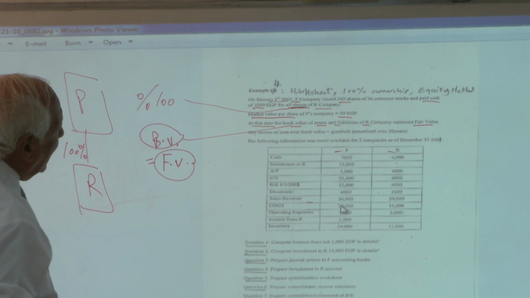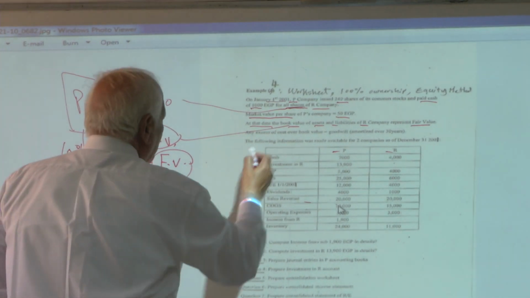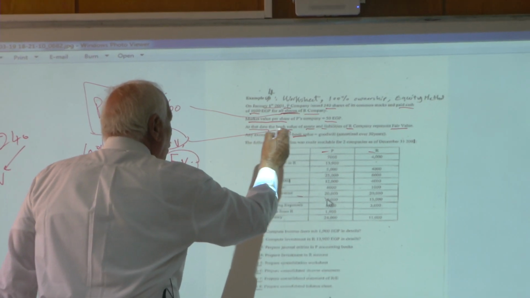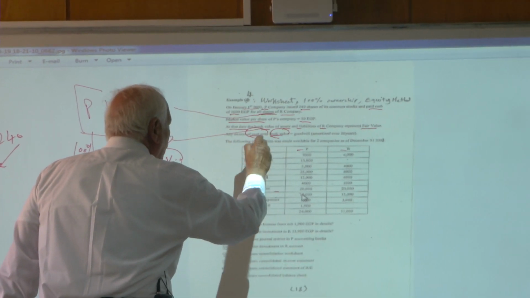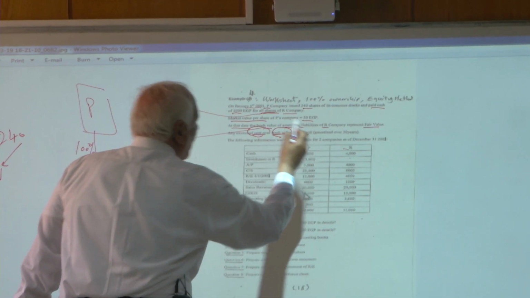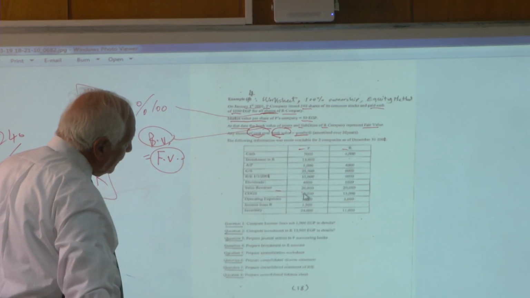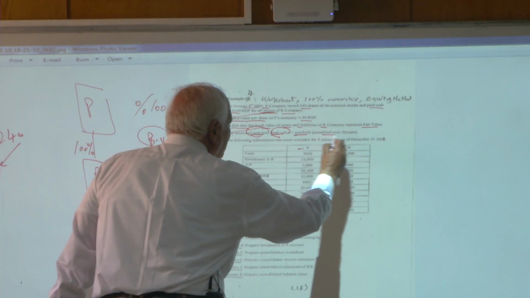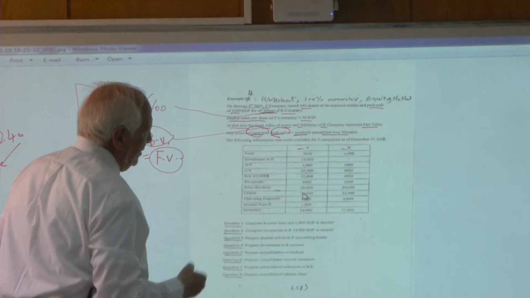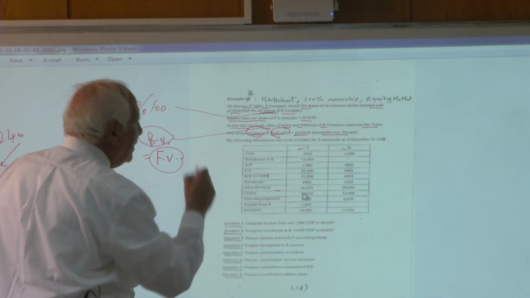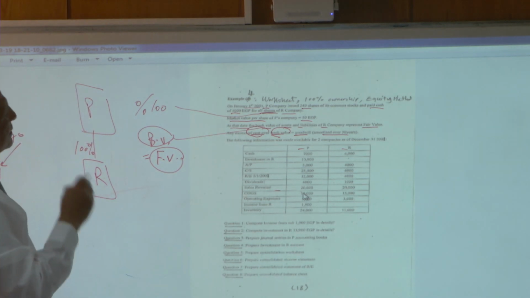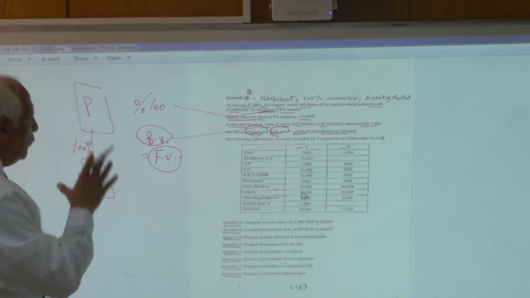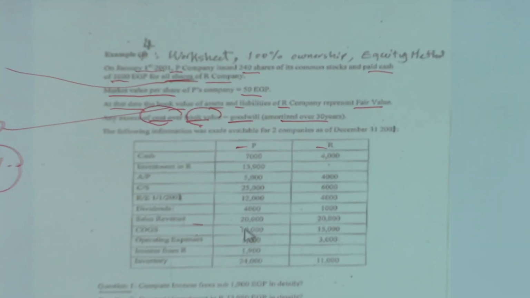Also, he's telling you any excess of cost over book value is considered goodwill. Remember, like example 3, when you have goodwill, I'm going to amortize it, this time over 30 years. Example 3 was 40 years. What's the difference between example 3 and example 4? In example 3 there is no worksheet. In example 4, we have a worksheet, and we have to prepare a statement.